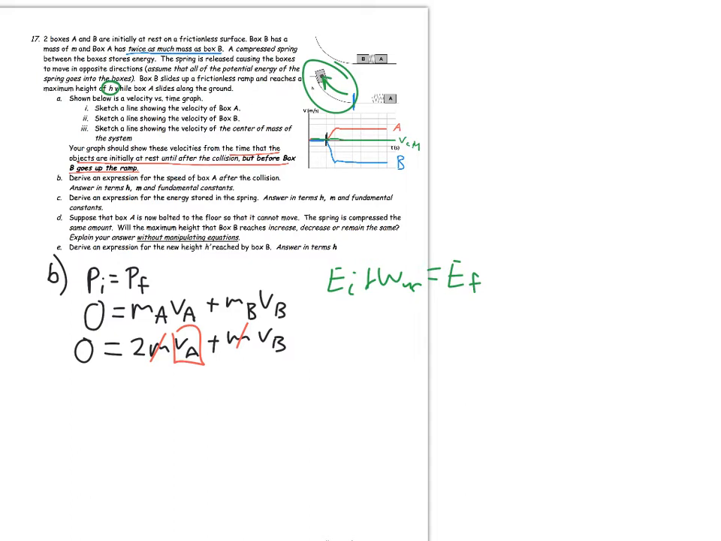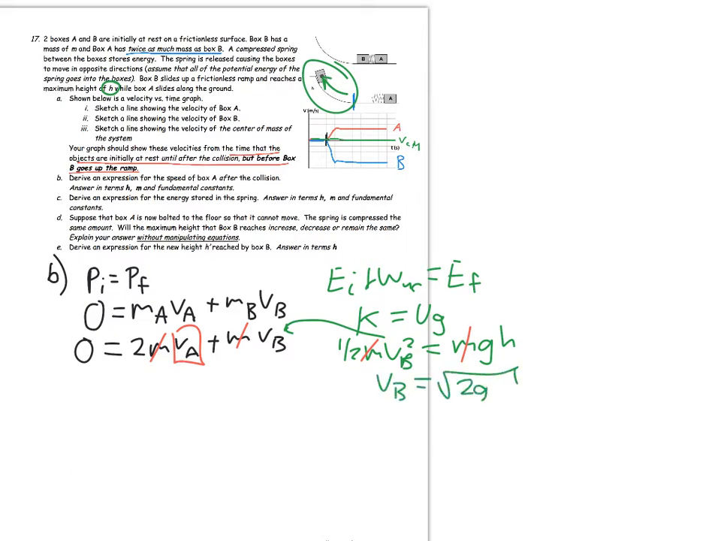So initially B has kinetic energy because it's moving, and it ends with gravitational potential energy. So I can say 1/2 mass times the velocity of B squared, this same velocity that I have here, is going to be equal to mgh, the height the object B reaches. Those two mass terms will cancel out, and I can solve for VB. VB is just going to end up being the square root of 2gh.